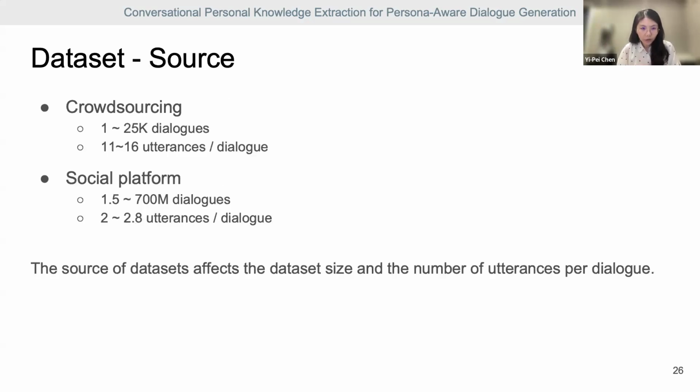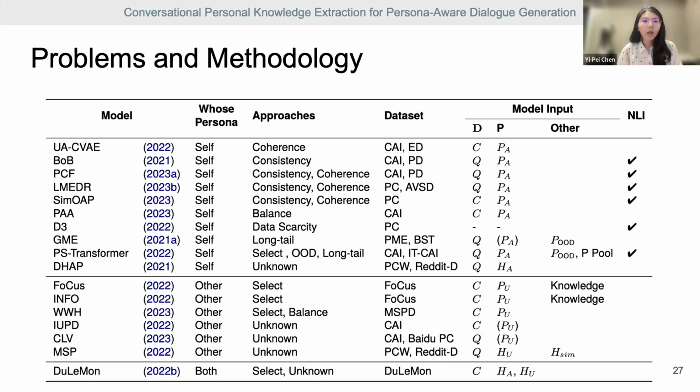As for the source of data sets, there are two main sources: one is crowdsourcing and one is social platforms. The source will affect the data set size and the number of utterances. There are many problems tackled in the literature, and I mainly categorize them into these approaches.